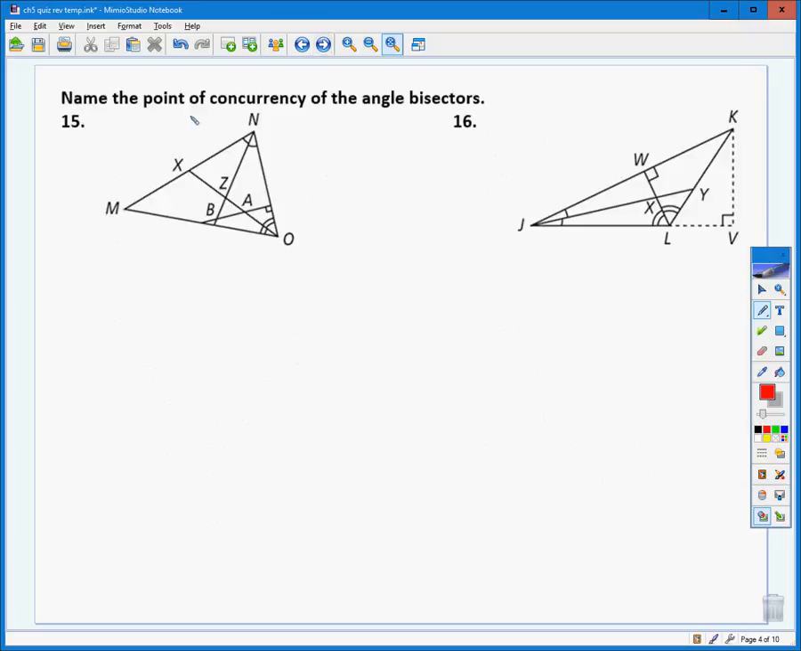Number 15, name the point of concurrency of the angle bisectors. If I trace out the angle bisector, it would be this one, and this one, and the point where they intersect is that point of concurrency, which would be Z. There's an angle bisector here. The angle bisector is here, and their point of concurrency is X.